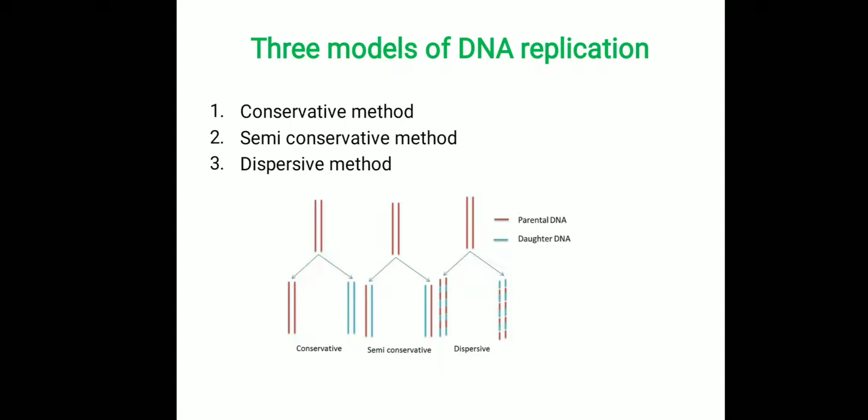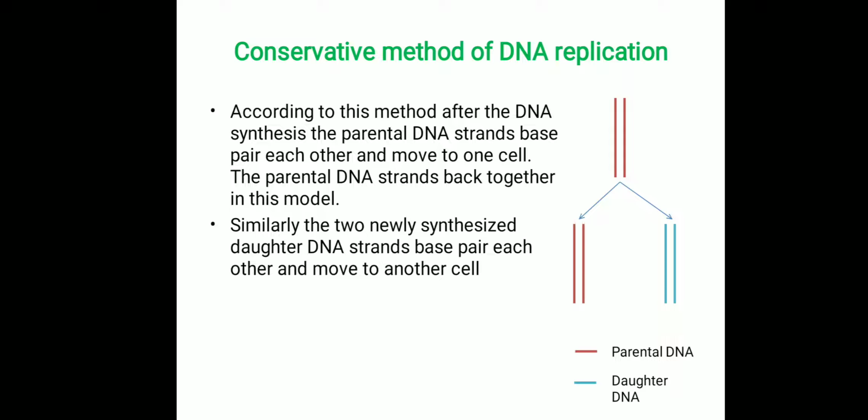In general, three models are proposed for DNA replication. These three are the conservative method, semi-conservative method and dispersive method. Among the three, the semi-conservative method is the widely accepted one, then the conservative and dispersive methods. So now we will briefly see these three methods of replication. First one is the conservative method of replication.